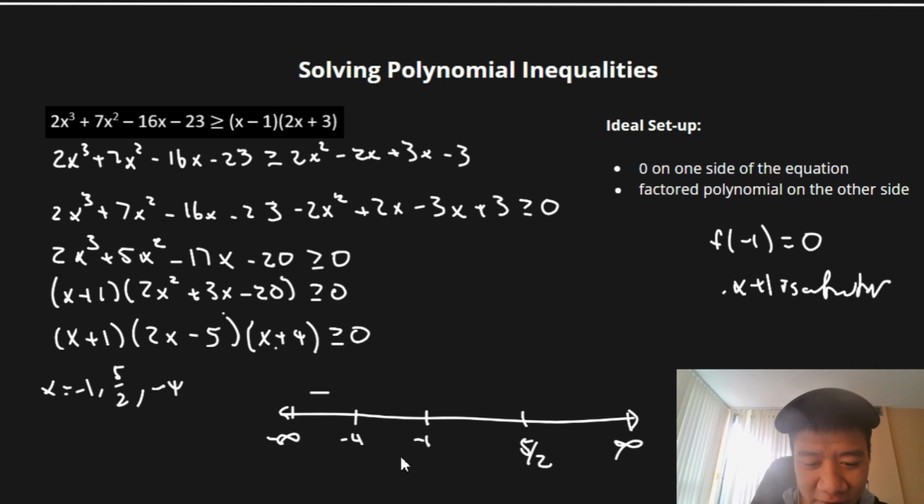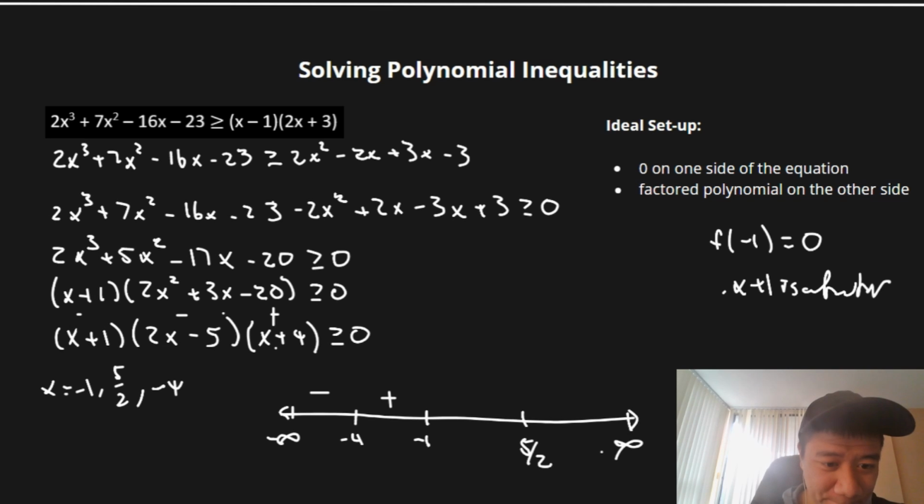So in between -4 and -1, let's choose -3. -3 plus 1 gets us a negative number. And then subbing -3 into here also gets us a negative number. 2 times -3 is -6, minus 5 is -11. It's also negative. And then -3 plus 4 is positive because we get +1. So since we're multiplying these three together, the overall number is going to be positive.